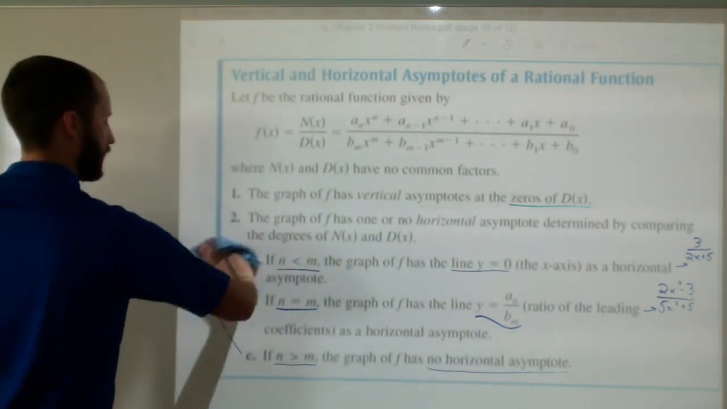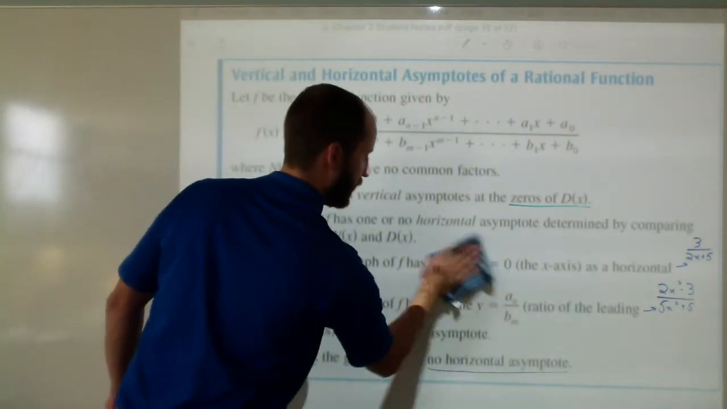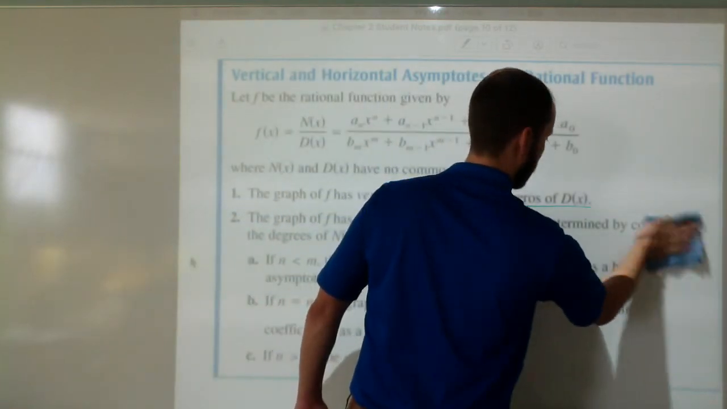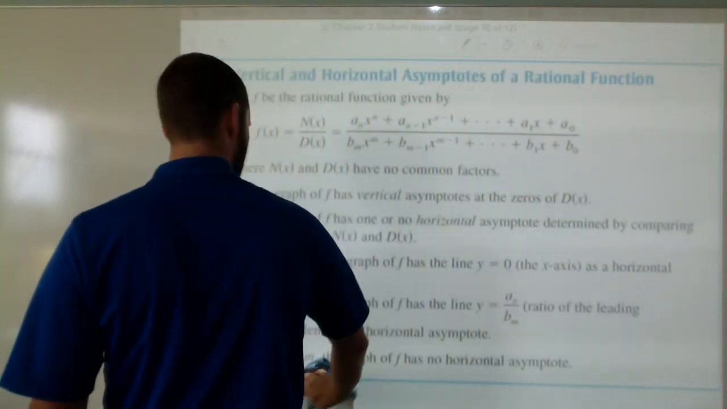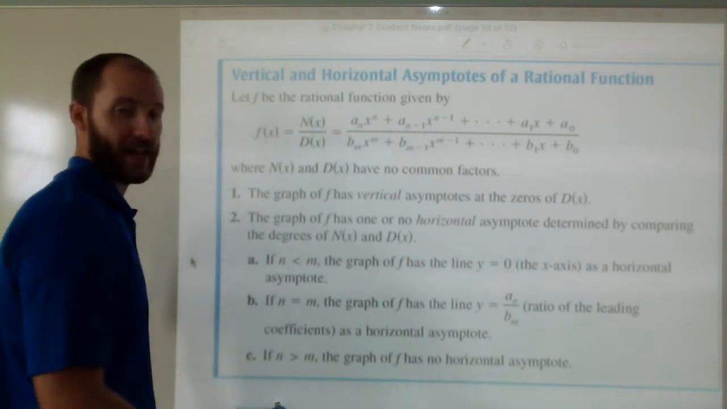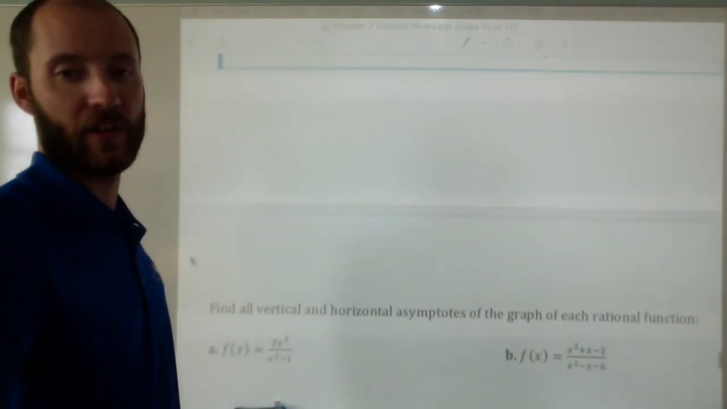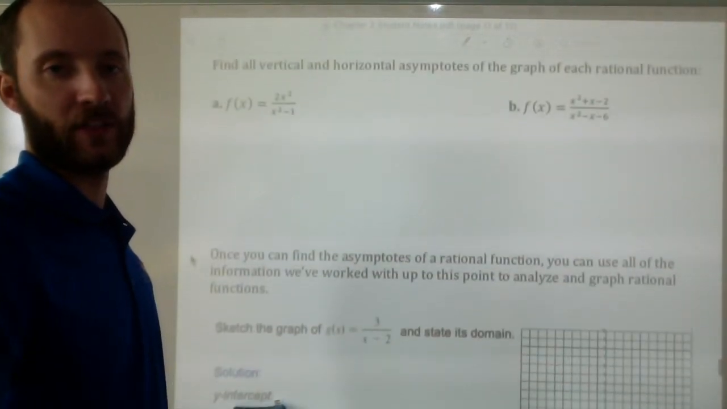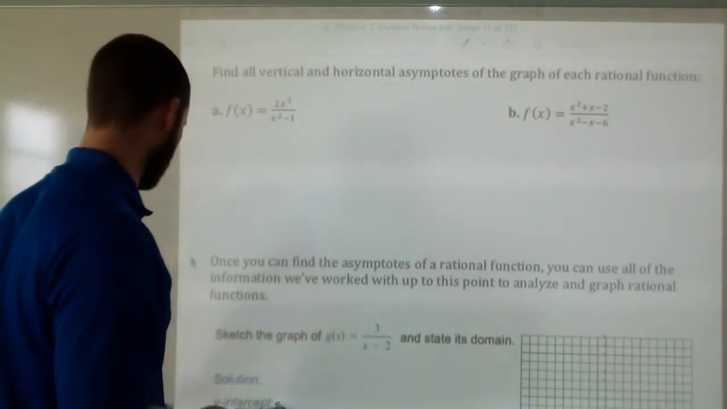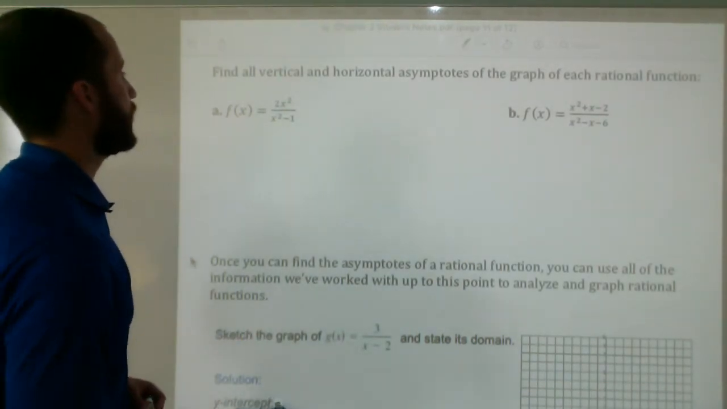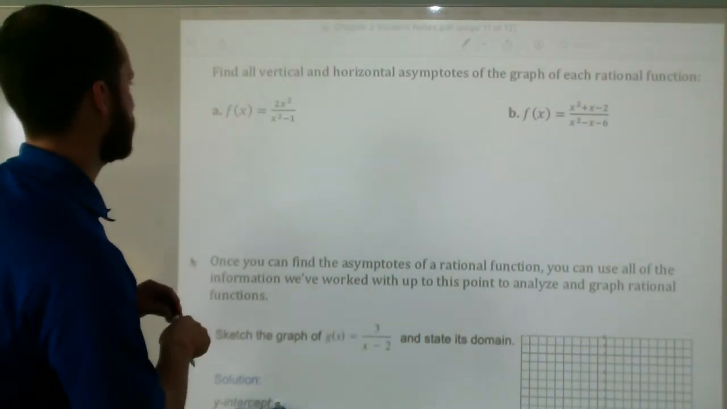So to look at a couple of these examples in action, okay? Just kind of identifying some horizontal, vertical asymptotes, some zeros, all that good stuff. We're going to find the zeros for these also. So find all vertical and horizontal asymptotes.